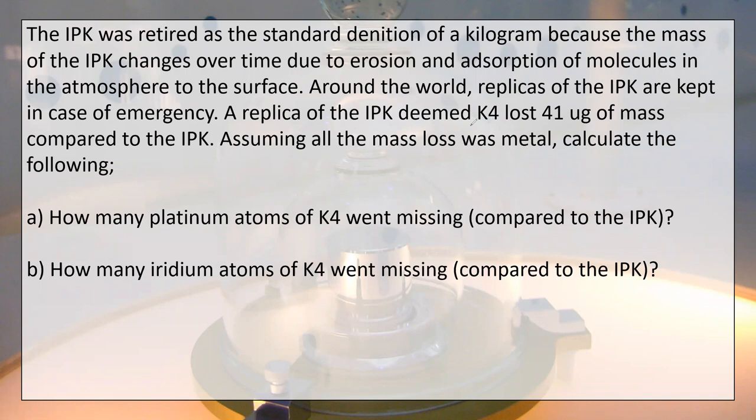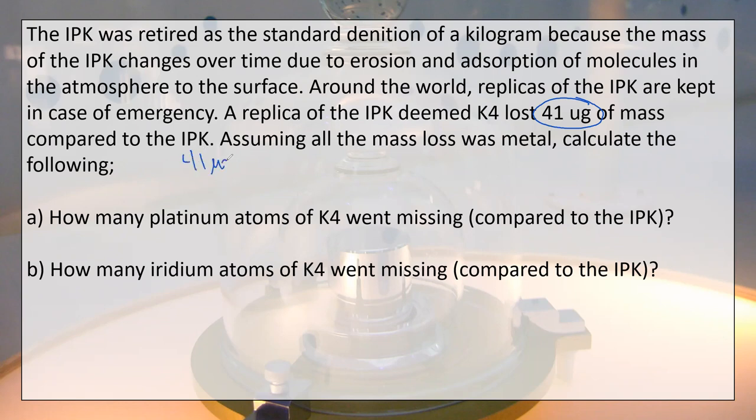Assuming all of the mass loss was metal, right? And that doesn't include any of the air that had absorbed onto the IPK, calculate the following. How many platinum atoms of the K4 went missing and how many iridium atoms went missing? So first we have to figure out how much of this loss belongs to each metal.